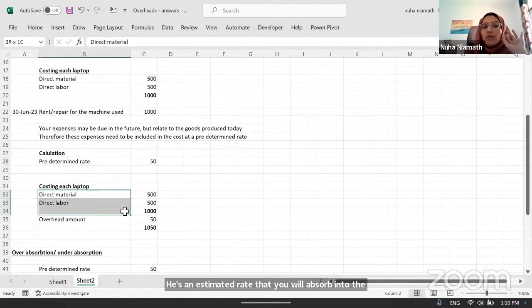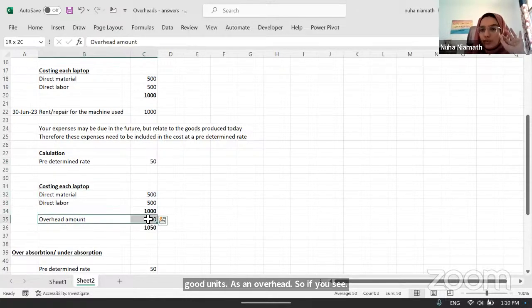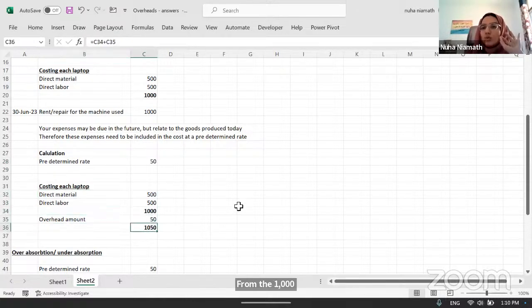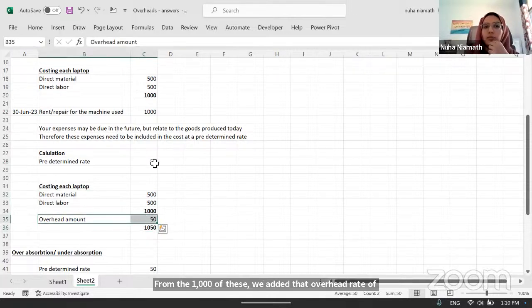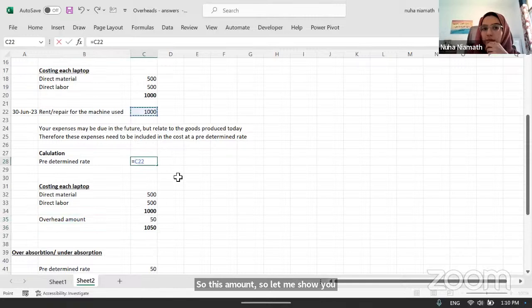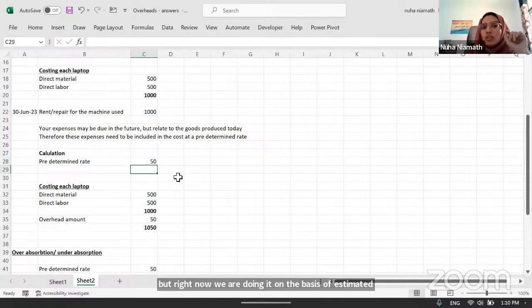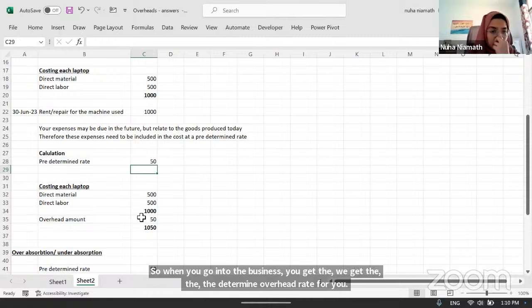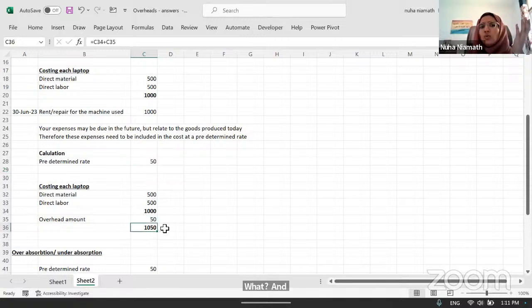So if you see, from the 1000 rupees, we added that overhead rate of 50 rupees and we made our final cost 1050. Let me show you again, it's calculated by this estimated amount divided by the estimated number of units. This is just an example. It could be divided by estimated hours, it could be divided by estimated wages, anything. But right now we are doing it on the basis of estimated units. So when we do it on the basis of estimated units, we get a predetermined overhead rate per unit, an overhead rate per unit of 50. And when you take the total of it, you finally get an overhead amount of 1050.